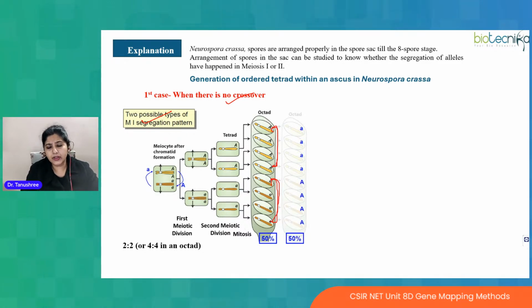Now depending upon how the alleles are arranged, either this arrangement or this arrangement, the ratio will be 4 is to 4 in octad and 2 is to 2 in tetrad. Tetrad is where you have 4 ascospores, octad is where you have 8.